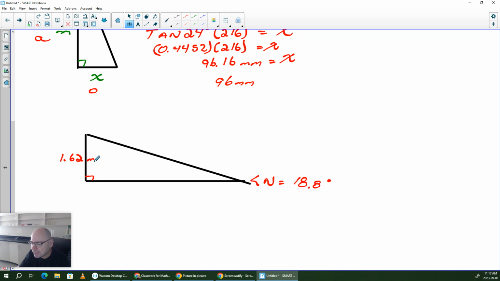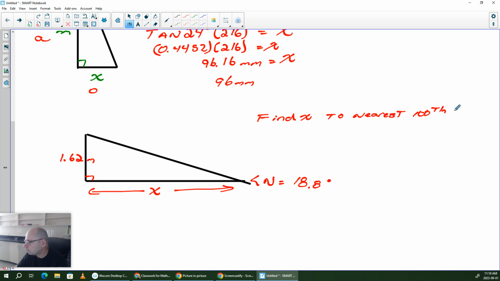Okay, and let's say that this is raised up 1.62 meters. And I want to know what this side here is to the nearest meter. Find x to the nearest meter. Or I guess to the nearest hundredth of a meter. Nearest meter would be kind of silly. Okay, so this is pretty simple to do. It's just going to be a little bit of a different rearrange than the first question was.